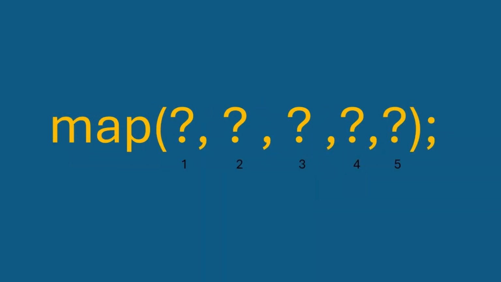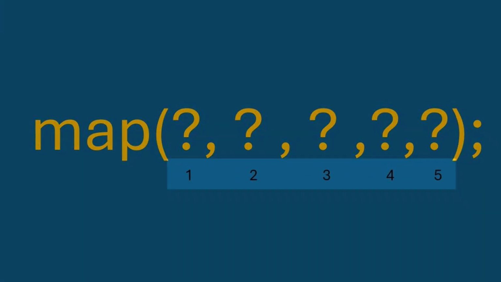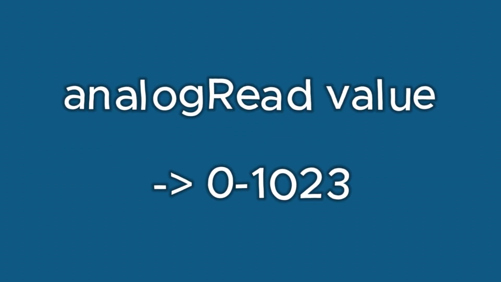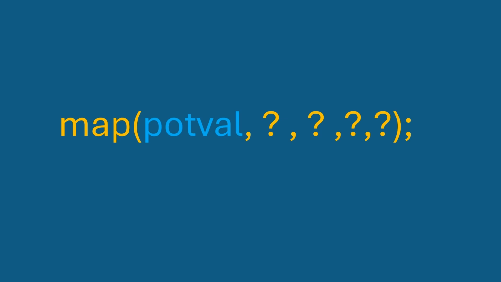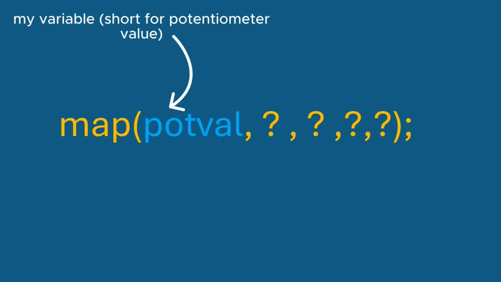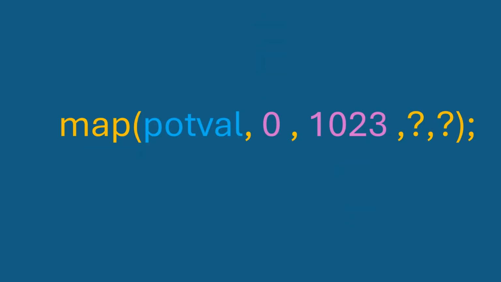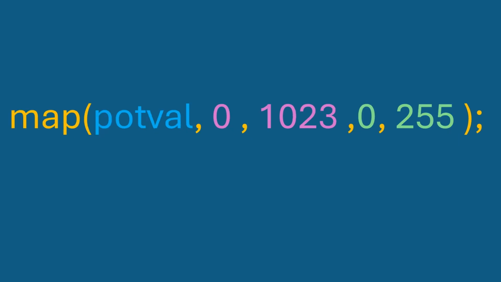Now, here is how the map function works. There are 5 values you will have to input into the map function. The first value you have to input is the value you want to scale, the value you want to convert, the value you are working with. If you've saved it in a variable, you use that variable. And the second and third are the current values you want to scale from. The second and third values stand for what you are converting from, the scale or the range you are converting from, while the fourth and fifth represent what you are converting to.